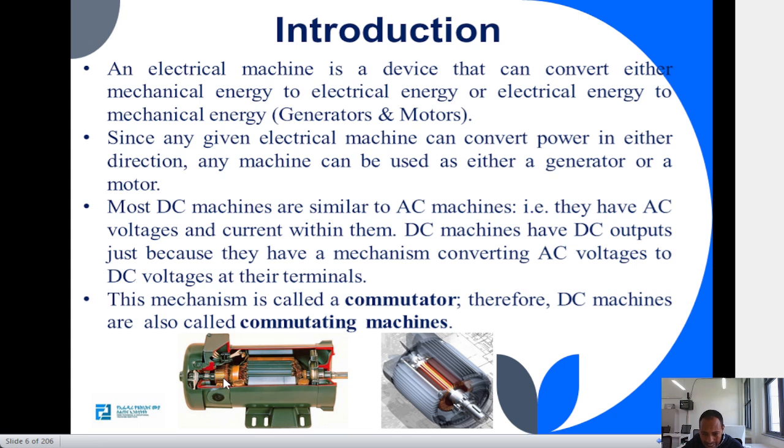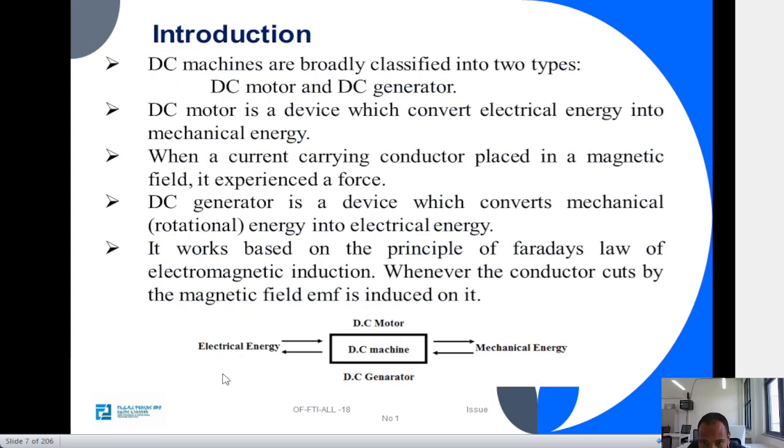This special component we call a commutator, and its intention is to convert internally generated voltage or current into DC. Due to this, DC machines are called commutating machines because they have a special component called a commutator, which enables them to convert internally generated voltage and current to DC. Therefore, DC machines are broadly classified into two: motors and generators.